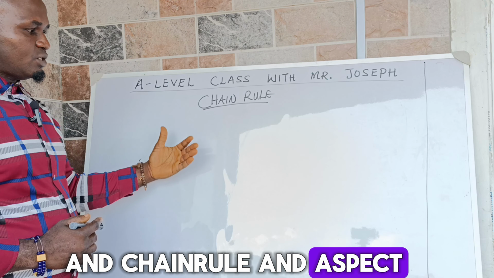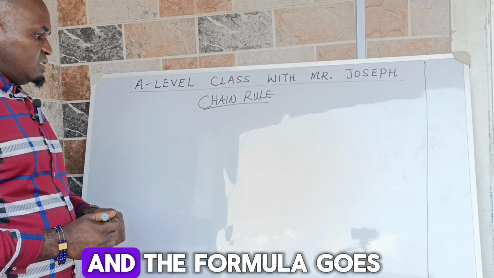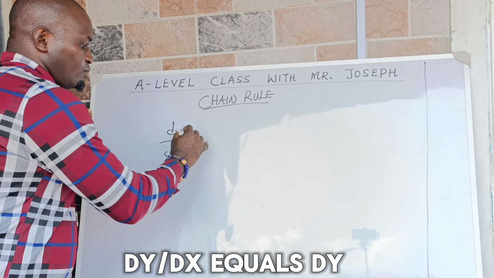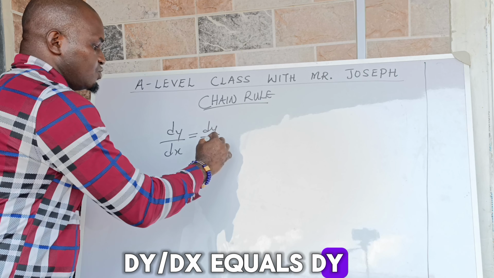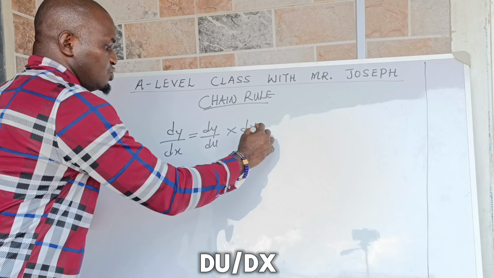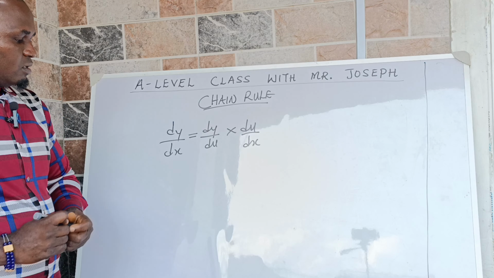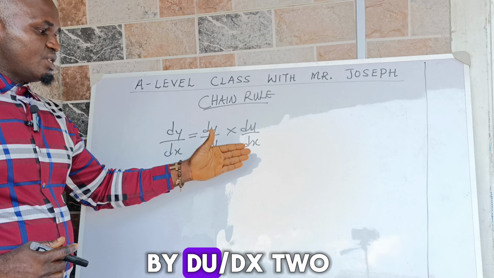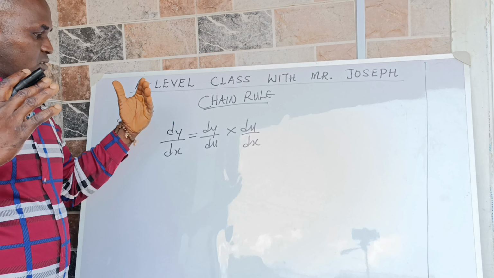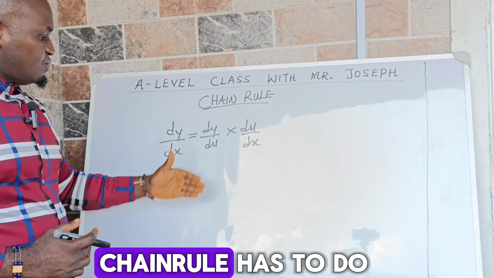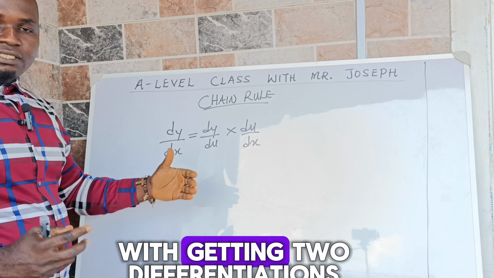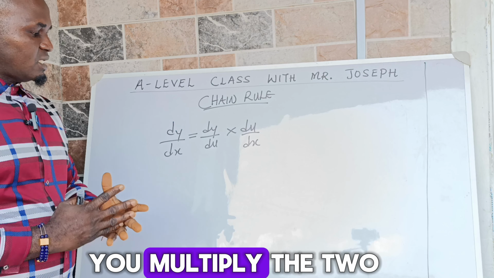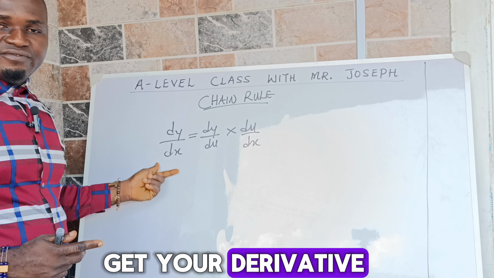Now, chain rule is an aspect of differentiation, and the formula goes this way: dy/dx equals dy/du multiplied by du/dx. That simply means chain rule has to do with getting two differentiations. Then once you're able to get the two differentiations, you multiply the two differentiations to get your derivative.